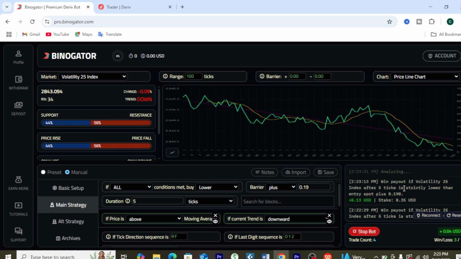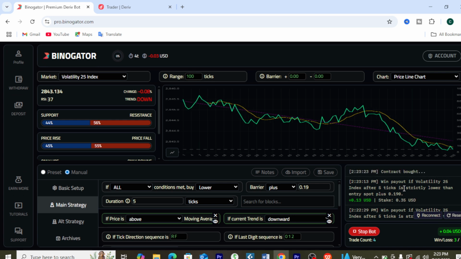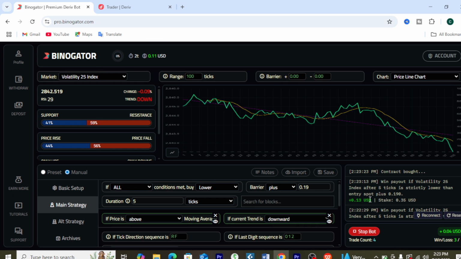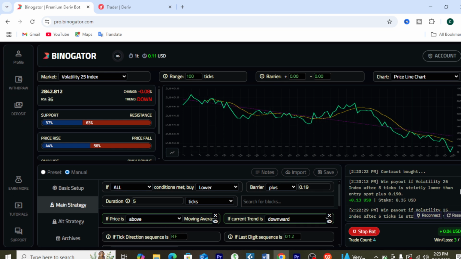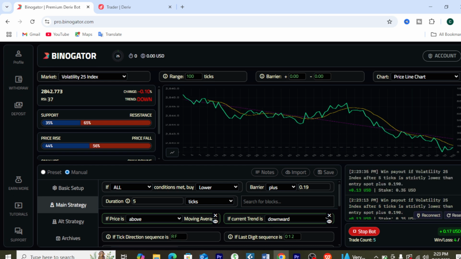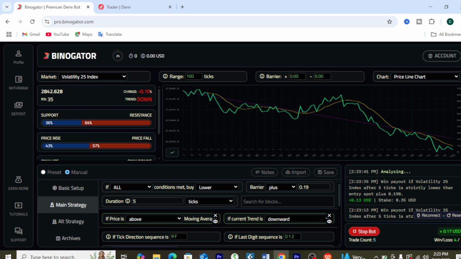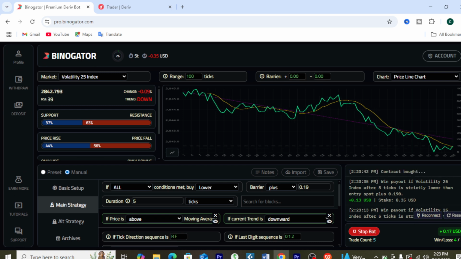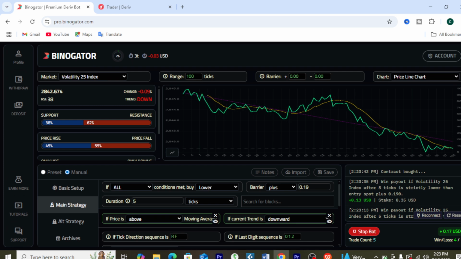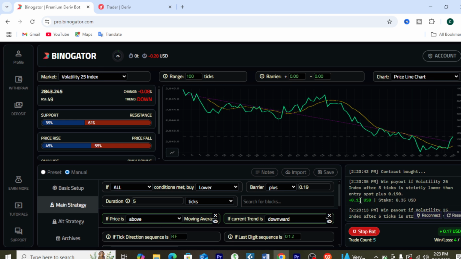The strategy is somewhat profitable. The only disadvantage I've seen, in my opinion, is the profit margin on this higher lower contract. I've seen that the profit margin is quite low. So even if the bot is winning, when I was testing out the strategy, I noticed that I was still in negative, even if the bot was winning, because the profit of the stake is quite small.